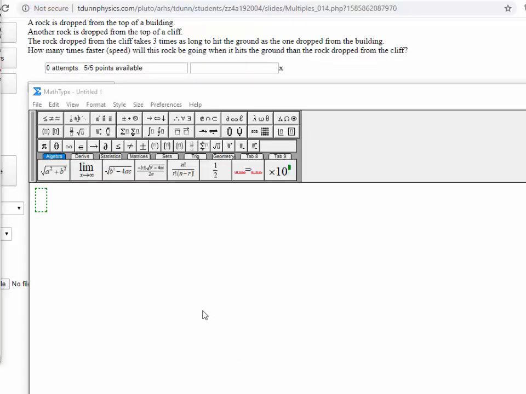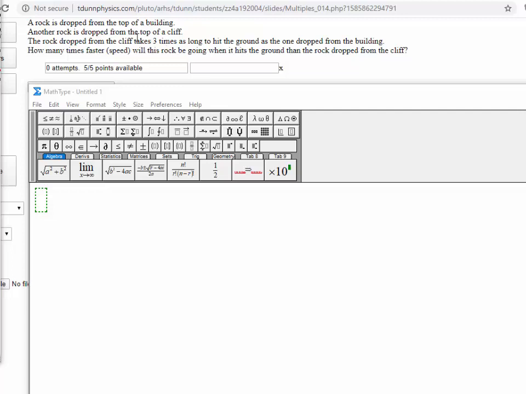Okay, page 14. A rock is dropped from the top of a building. Another rock is dropped from the top of a cliff. The rock dropped from the cliff takes 3 times as long to hit the ground as the one dropped from the building. How many times faster speed will this rock be going when it hits the ground than the one dropped from the cliff? Okay, so we're going to need a speed formula in terms of, well, we're not given the height of the building or the cliff, or even a multiple that the cliff is twice as tall as the building.